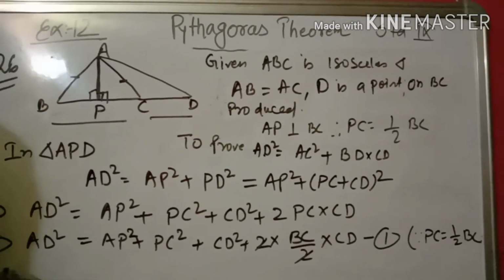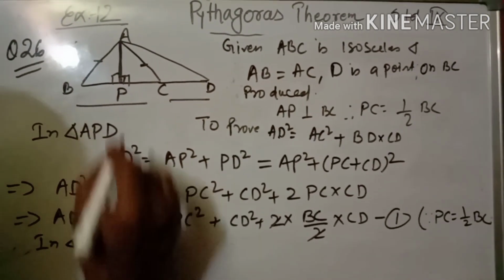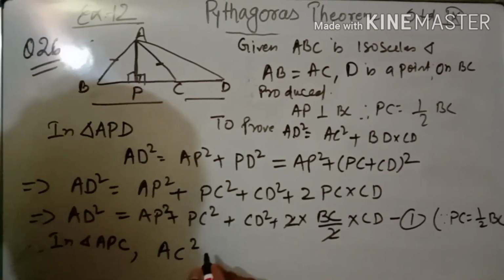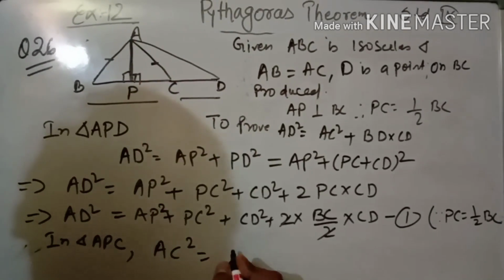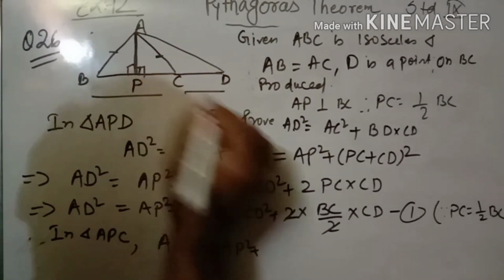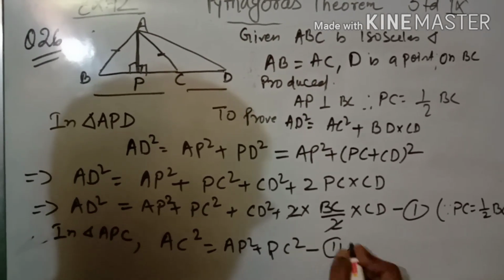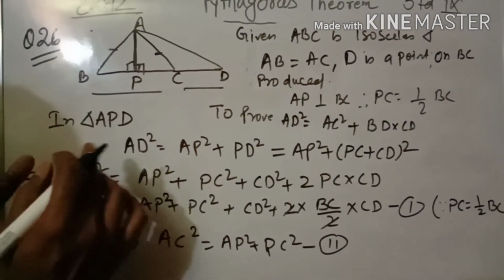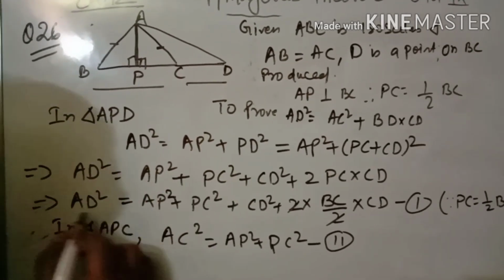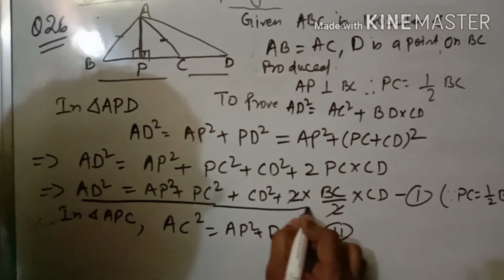Now in triangle APC, it is given that AC square equal to AP square plus PC square. Let it be equation number 2. Now once again I am going to discuss triangle APD and this part.